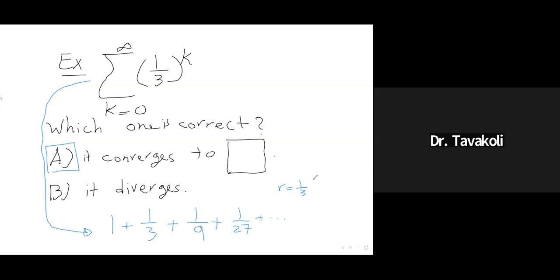And the sum is going to be A over 1 minus R. The first term is 1, over 1 minus 1/3. 1 minus 1/3 is 2/3, and 1 divided by 2/3 is 3/2. So this is 3/2.